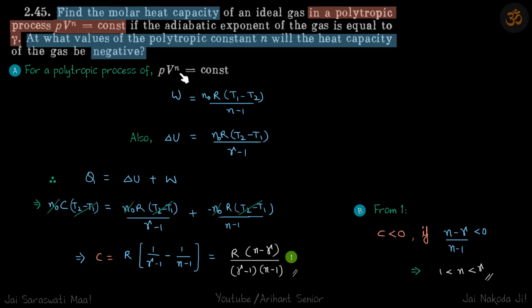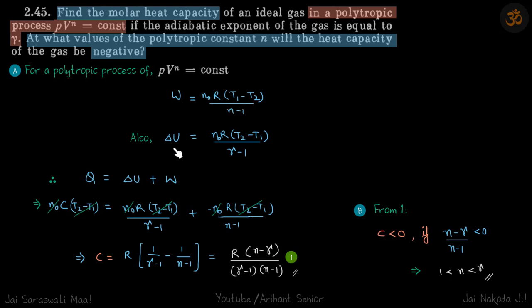We are given PV^n = constant, and we know that the work done for any polytropic process of this form is given as n₀R(T1 - T2)/(n - 1). So it is very important to remember here, this is T1 minus T2.